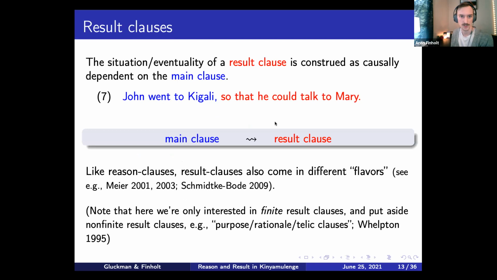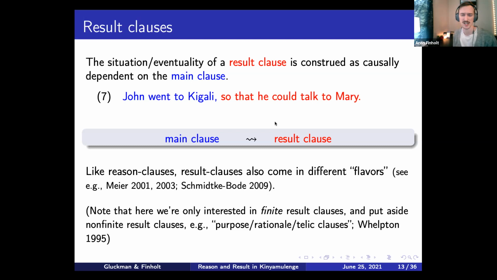Turning now to result clauses, we essentially get the opposite relation of a reason clause. With result clauses, it is the situation or eventuality of the result clause that is construed as causally dependent on the main clause. So in 7, John went to Kigali so that he could talk to Mary. It is so that he could talk to Mary that's understood to be causally dependent on John went to Kigali.